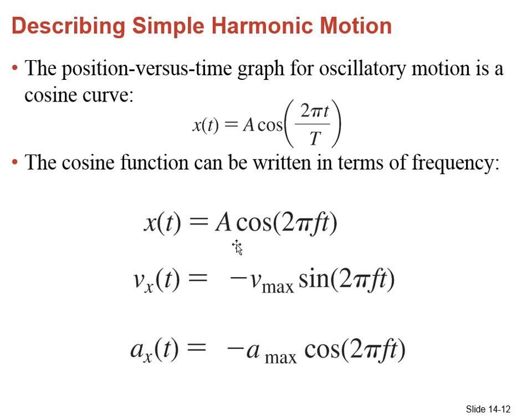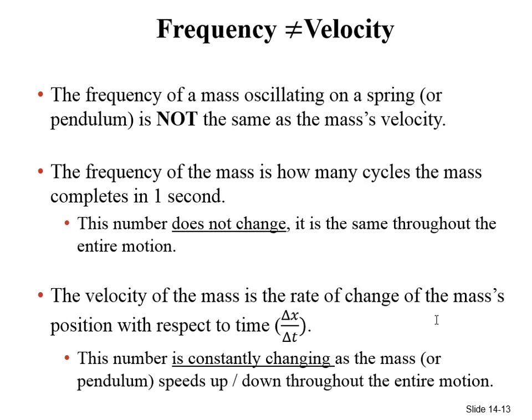So if we wanted to actually write out the formulas, the position, x of t, is A cosine 2 pi f t, the velocity is negative v max sine 2 pi f t, and acceleration is negative a max cosine 2 pi f t. Something I've seen a lot of students get confused about, and they might try to take advantage of this on the AP test, is that frequency and velocity are not the same thing. I mean, it should sort of tip you off. They're different words. But just because you've got high frequency doesn't mean you have high velocity.